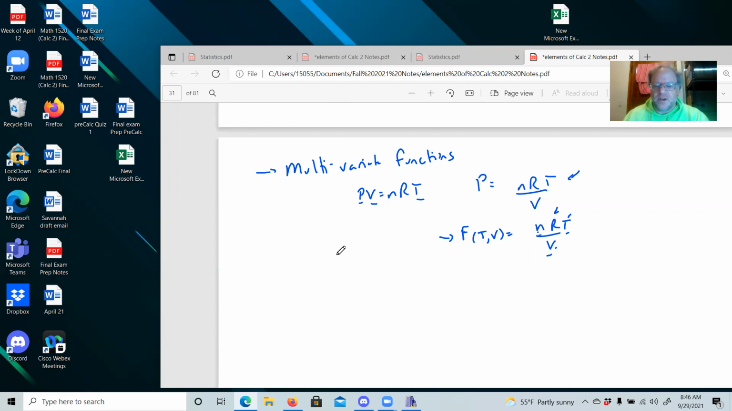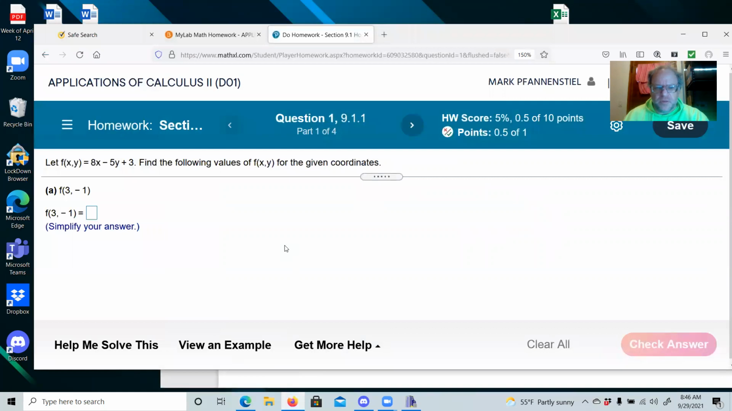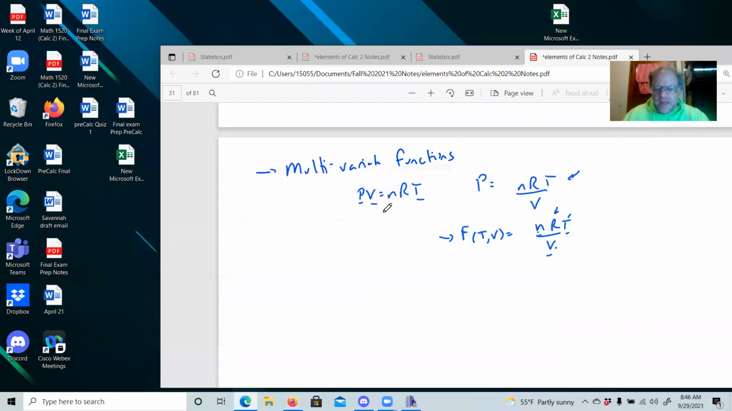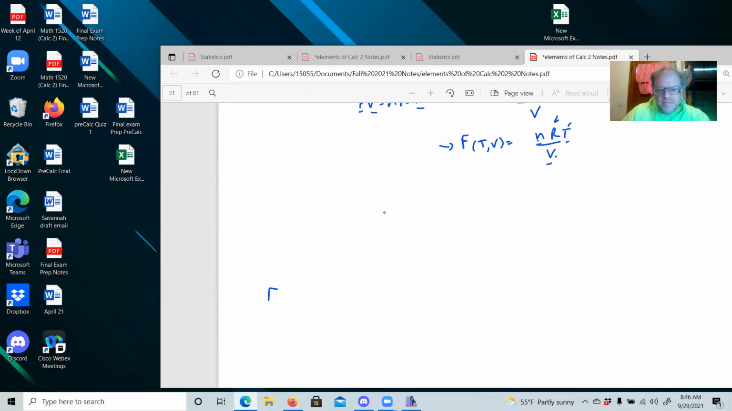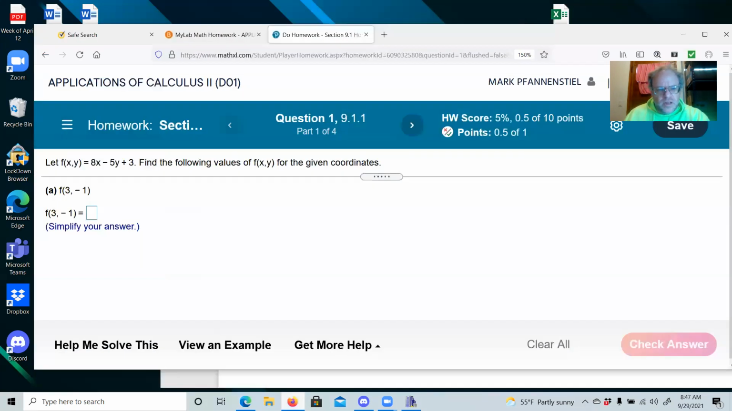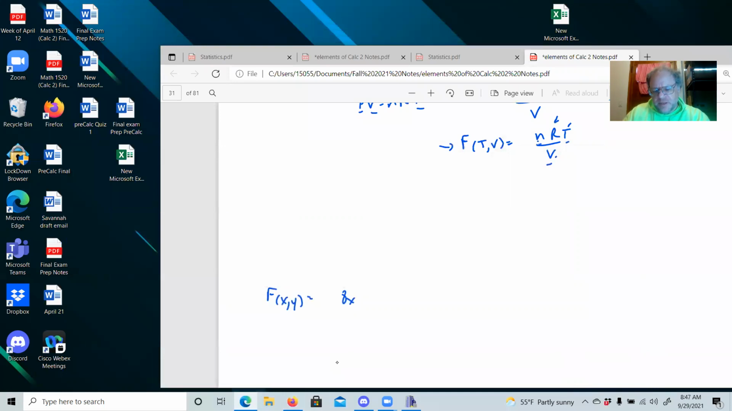All right, so just to start a little bit, we're not going to go through the whole thing here. But we have f of x, y is equal to 8x minus 5y plus 3. So one more thing before we get into that. f of x, y equals 8x minus 5y plus 3.